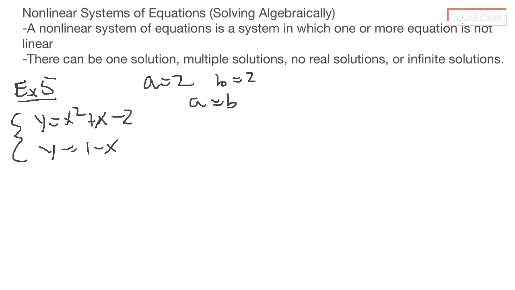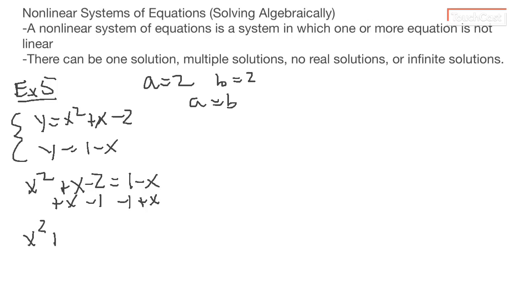In this case, both equations equal y, so we're going to set them equal to each other. We're going to go x squared plus x minus 2 is equal to 1 minus x. Now we're going to get all the terms to one side. So I'm going to subtract 1, and I'm going to add x at the same time. So I'm going to have x squared. x plus x makes 2x. Negative 2 minus 1 makes minus 3, and that's equal to 0.